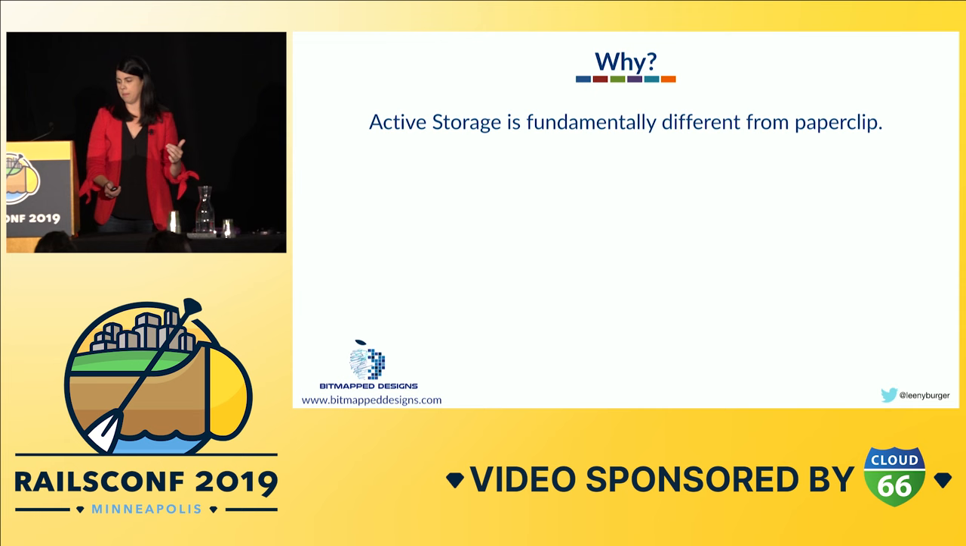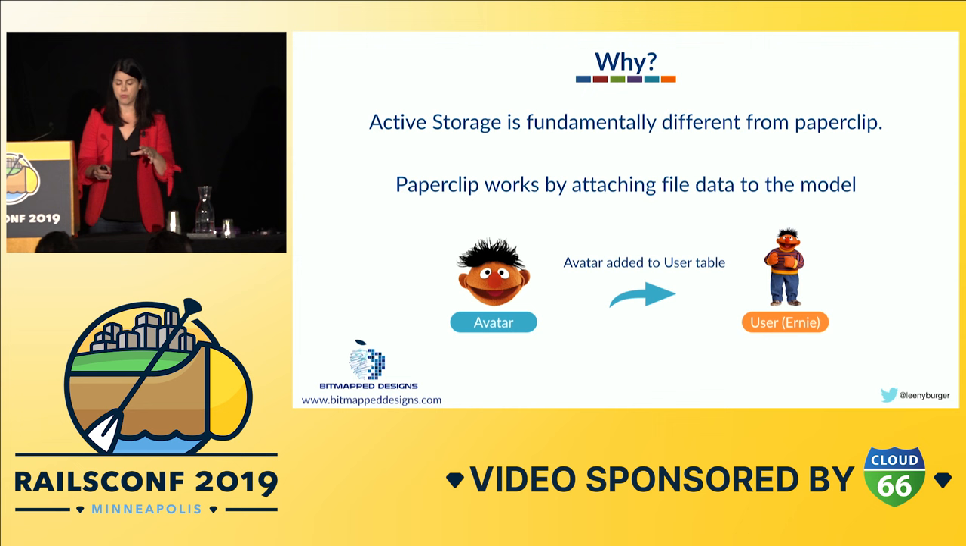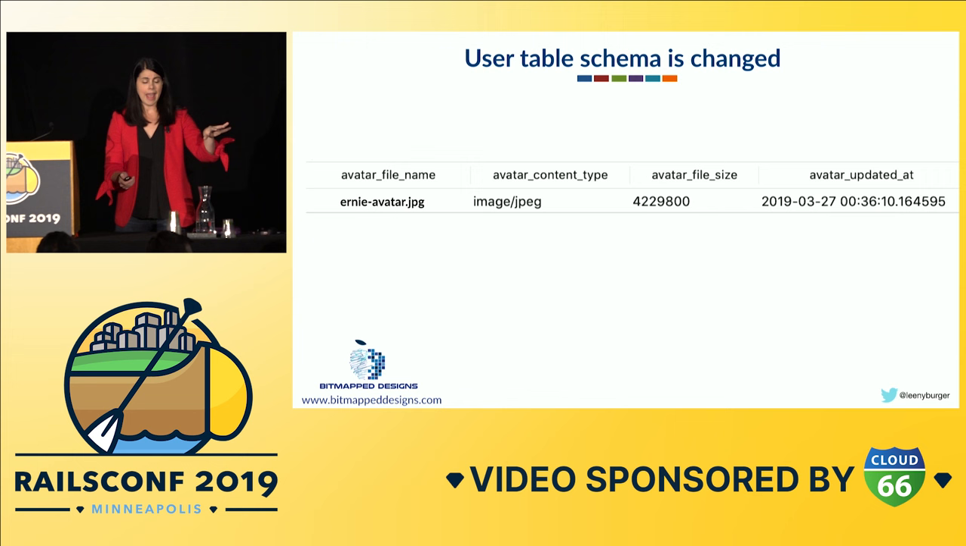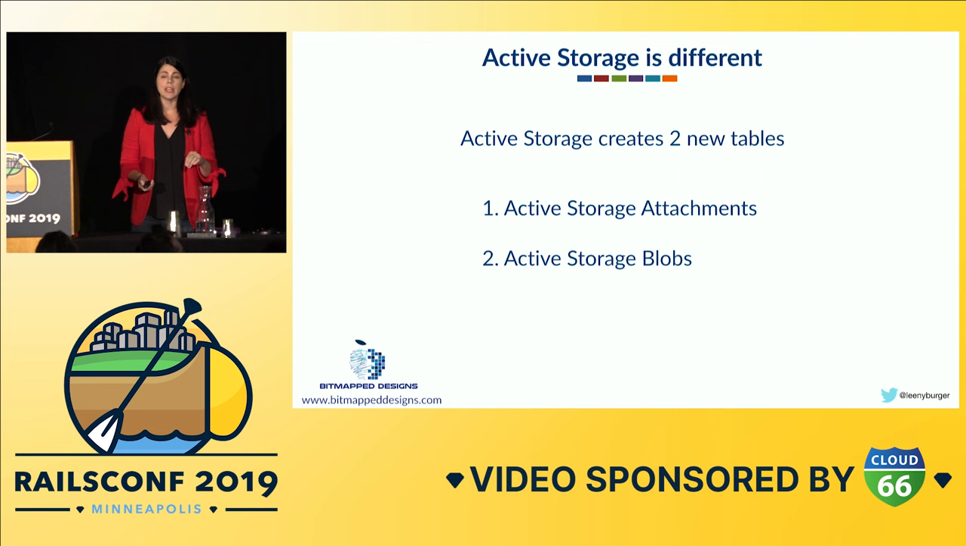Paperclip works by attaching file data to the user table. So for example, here we have an avatar on a user. If we added an avatar to our user using Paperclip, it's going to change the user's table. It adds these four columns to your user's table. I didn't include the whole table here, so you could actually see what Paperclip does. Active Storage is different. Active Storage creates two new tables, the Active Storage Attachments table and the Active Storage Blobs table.